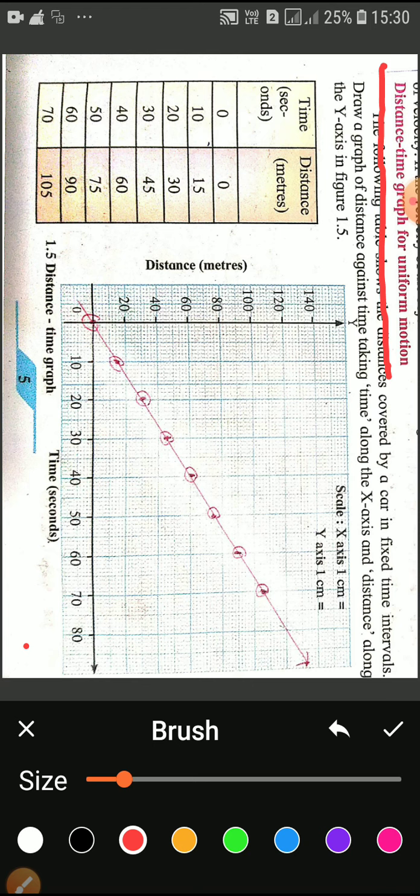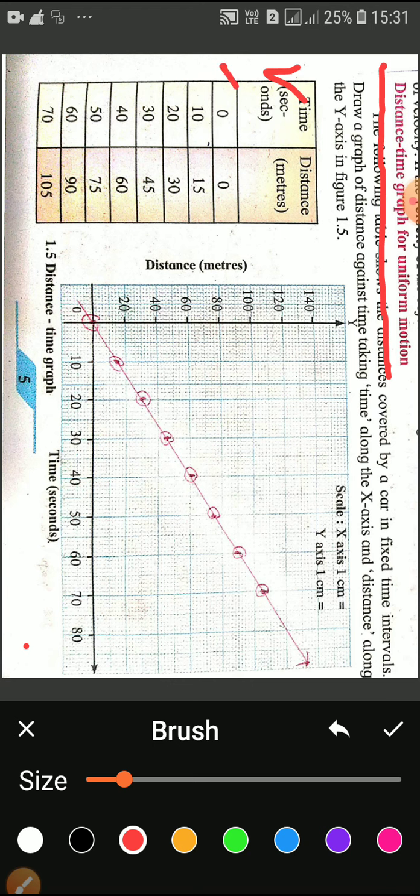Now you can see this observation table here: time in seconds and distance in meters. Suppose a car, or any other object, is running and covers a distance in meters in a given time. At the beginning, when the object is not moving, it is at rest, so its initial velocity is always 0. Time is also 0, so at 0 seconds, 0 distance is covered.